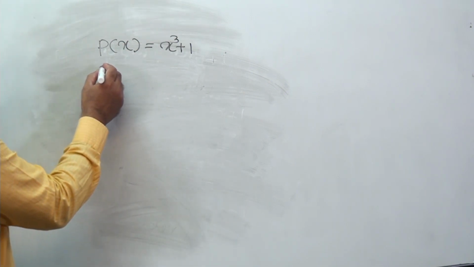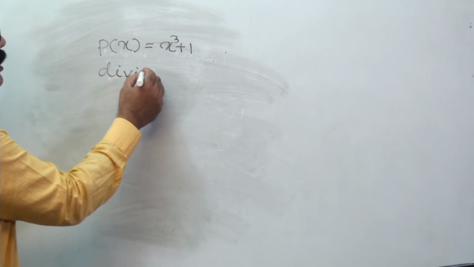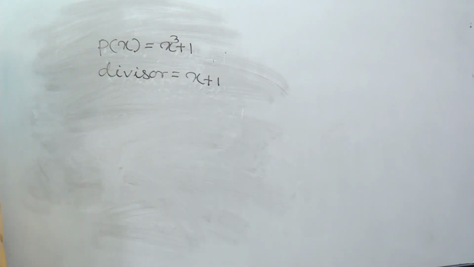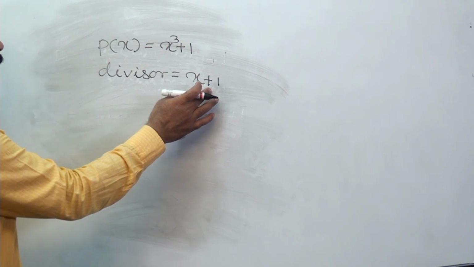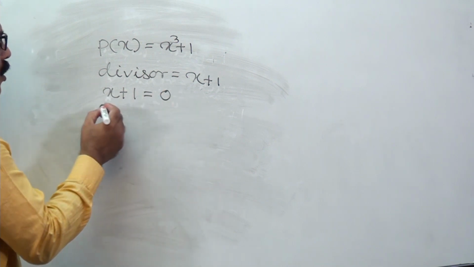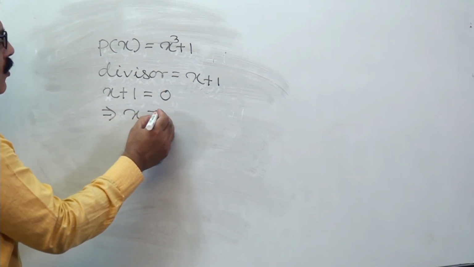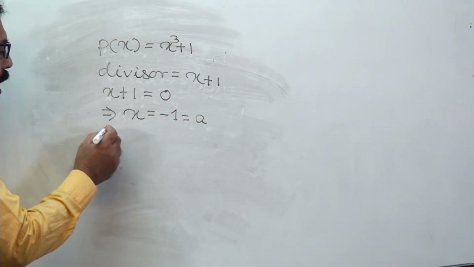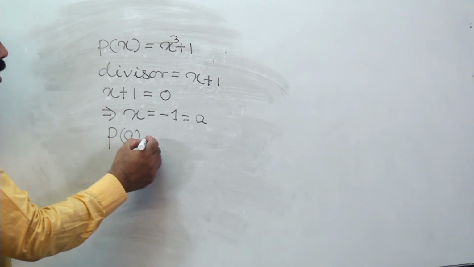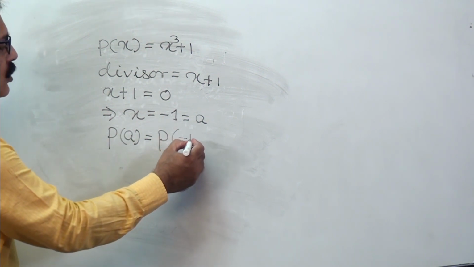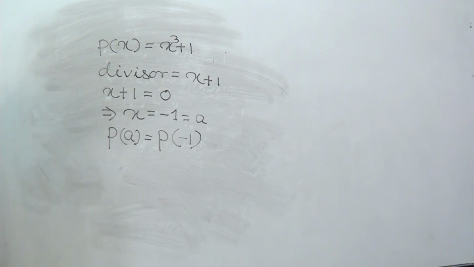What is our divisor? Divisor is x plus 1. Then what is a? To get a, we have to find x plus 1 equal to 0. That gives x equal to minus 1. So this is our a. We have to find P(a), means the polynomial value at minus 1.